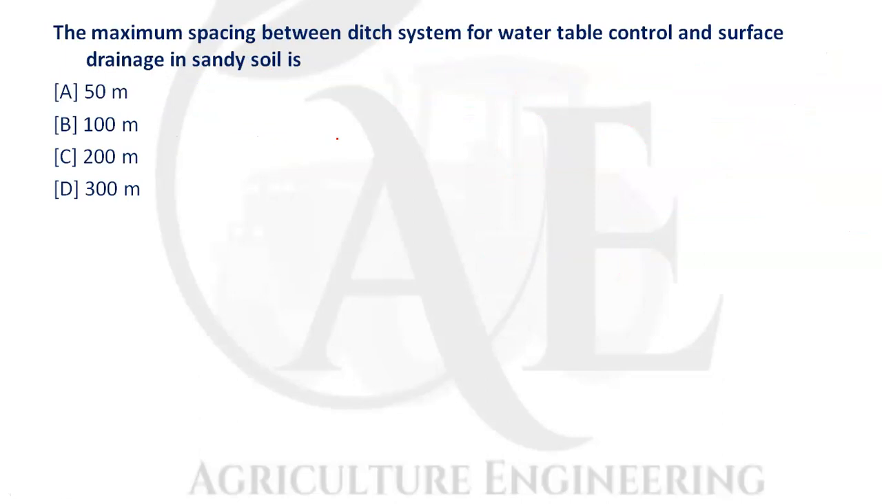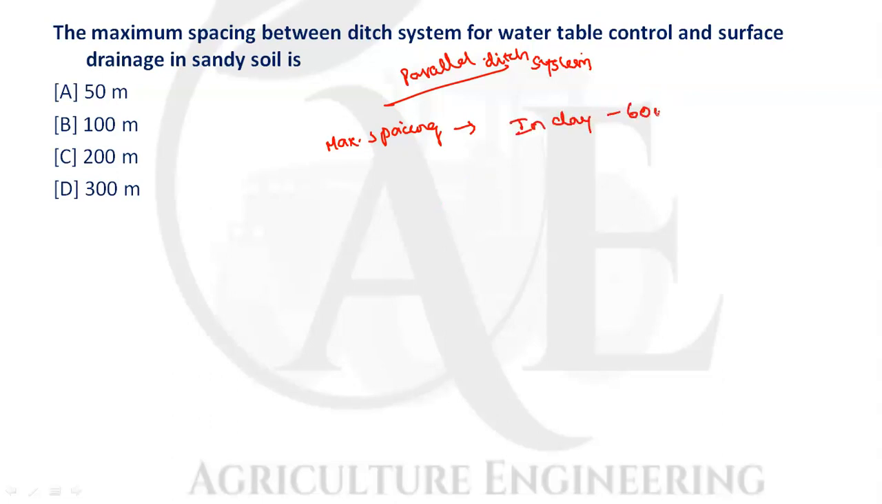Next question: the maximum spacing between the ditch system of water table control and surface drainage in sandy soil. We can find the maximum spacing in the parallel ditch system. In clay soil the maximum spacing is 60 meter and the minimum depth is 0.9 meter.